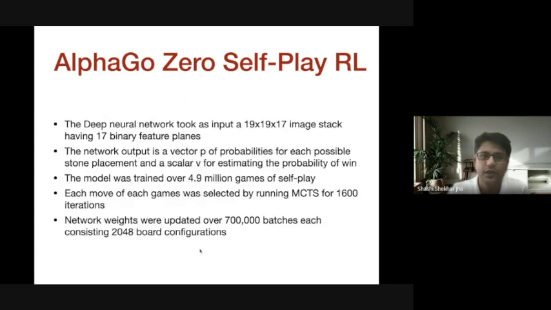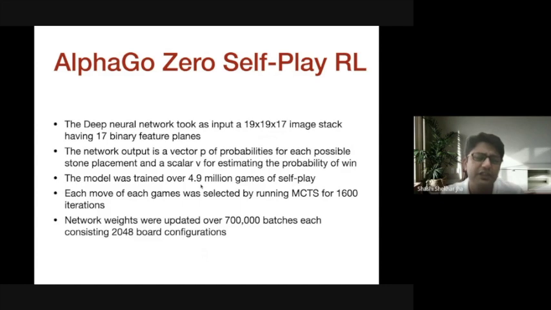So this is their network architecture. They used the input of this 19 cross 19 cross 17 image stack, with 17 binary feature planes. So there were 17 of these image stacks, not 4, 17 here. Output was a vector p of probabilities for each possible stone placement, and a scalar v estimating the probability of win. And they trained on only 4.9 million games.